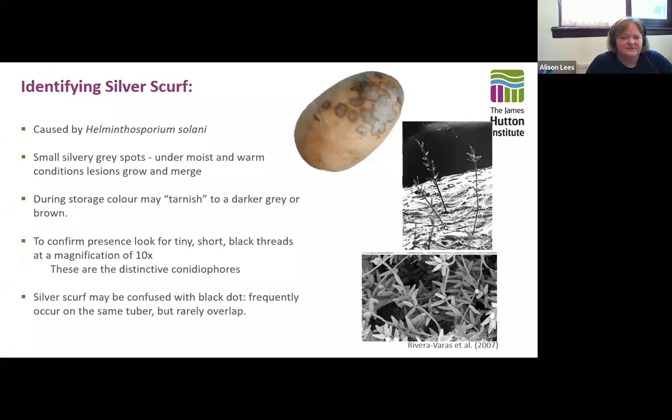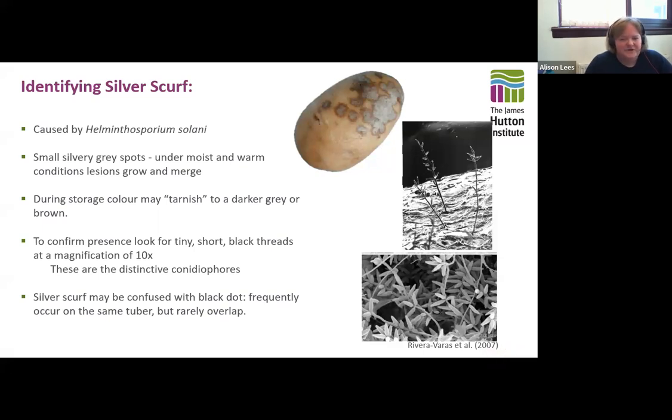In contrast, silver scurf is caused by Helminthosporium solani. Small silvery grey spots can grow and merge under moist and warm conditions, and during storage the colour may change to a darker grey or brown. To confirm the presence of silver scurf, look for short black threads at a magnification of ×10. And here you see the distinctive conidiophores in these great pictures on the surface of a tuber. And here at the bottom, you can see the typical spores in another great image from Viviana.